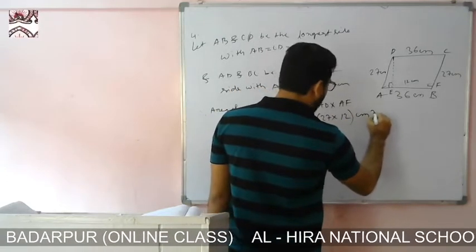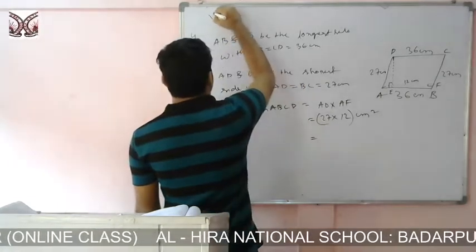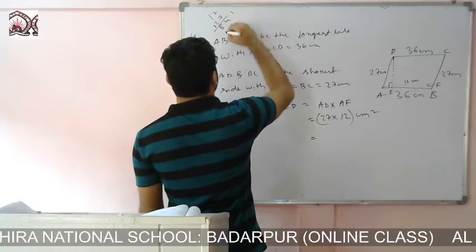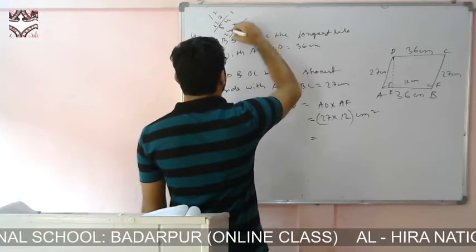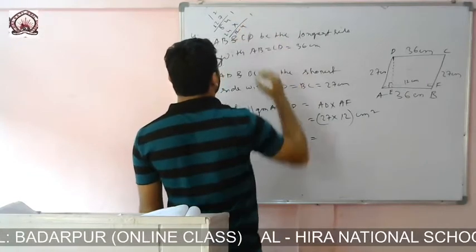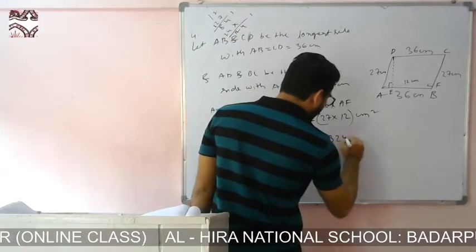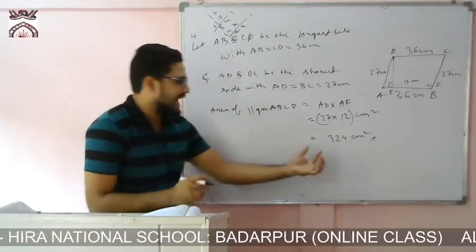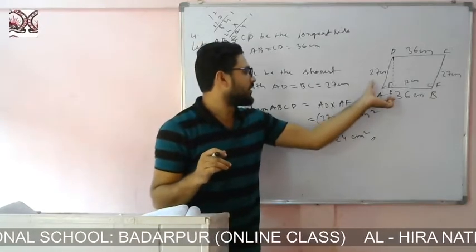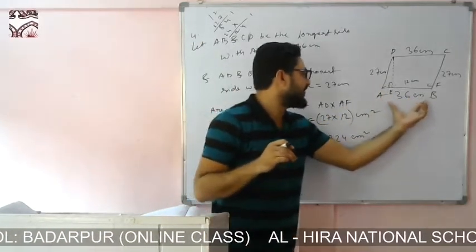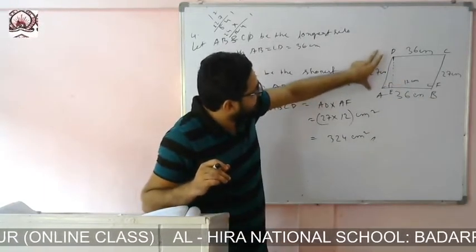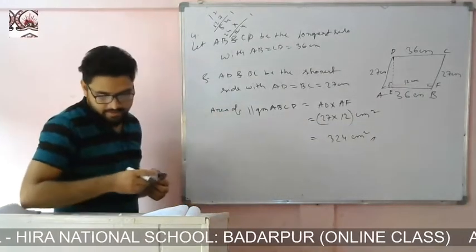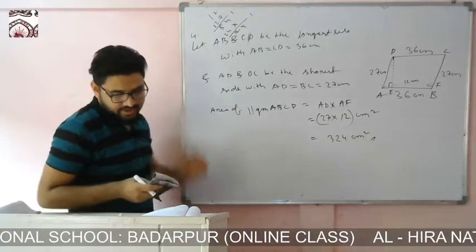Centimeter square. So multiply 12 and 27: 324. 324 centimeter square is the area of the parallelogram. Now with the help of this area, we will apply this formula. We will take this AB as the base and DE as the height, so that we can find the distance between the longer sides.